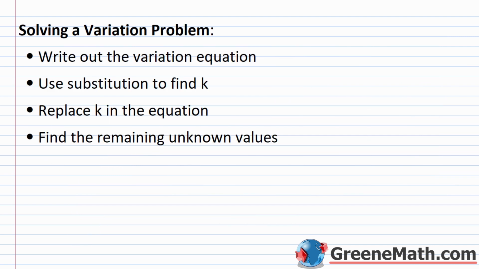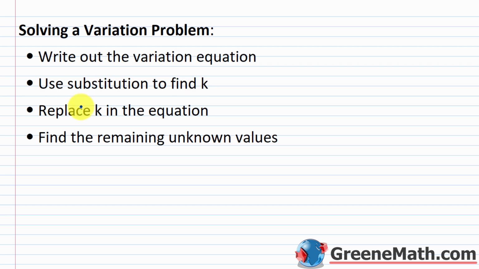For all the different variation problems we're going to see today, it's going to be the same basic procedure. For solving a variation problem, first you're going to write out the variation equation. It's very easy to do once you get used to these problems. You'll have a formula that you use in general for direct, inverse, joint, or combined. And then you're going to use substitution to find k. That's your constant of variation. Once you know that, you're going to replace k in the equation.